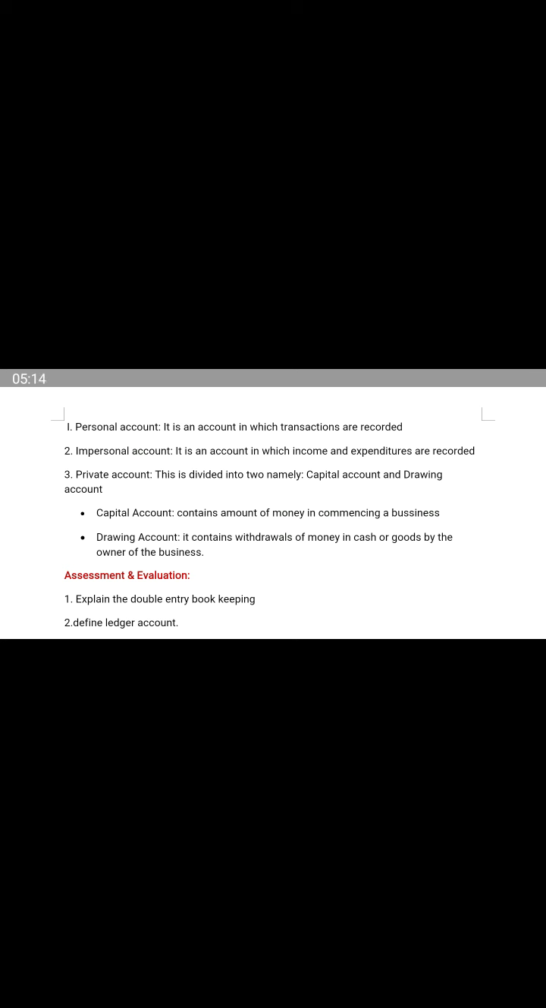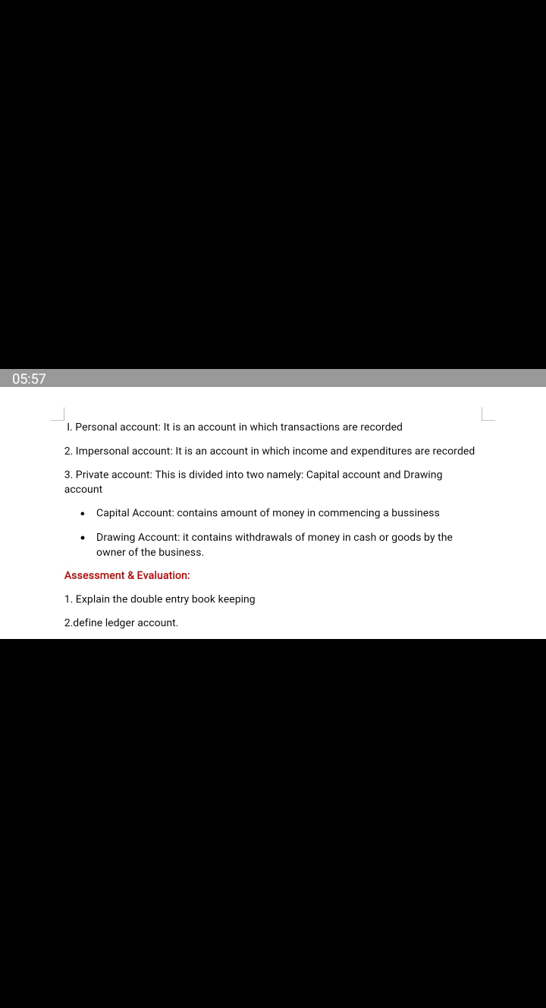What are real accounts? Real accounts are accounts for something we see. This is an account for assets like buildings, land, machinery, goods, motor vehicles, things that we see and can touch. While nominal accounts are accounts for expenses incurred, income received, losses and gains, for example rent, insurance accounts, discounts received.